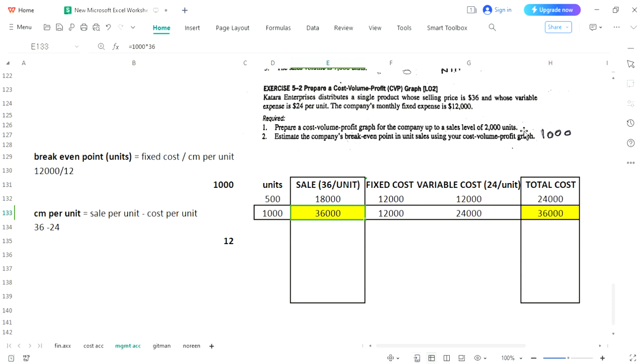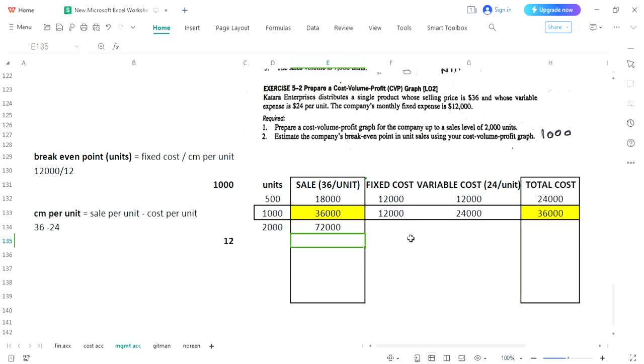And since he is saying to make the graph up to the limit of 2000, we will make another line for 2000 units. We will calculate both cost and sale price, and the method would be the same. 36 is the sale price of a single unit. So how much amount will you get when you are selling 2000 units? For that you will multiply 2000 with 36. This way you will get your sale price.